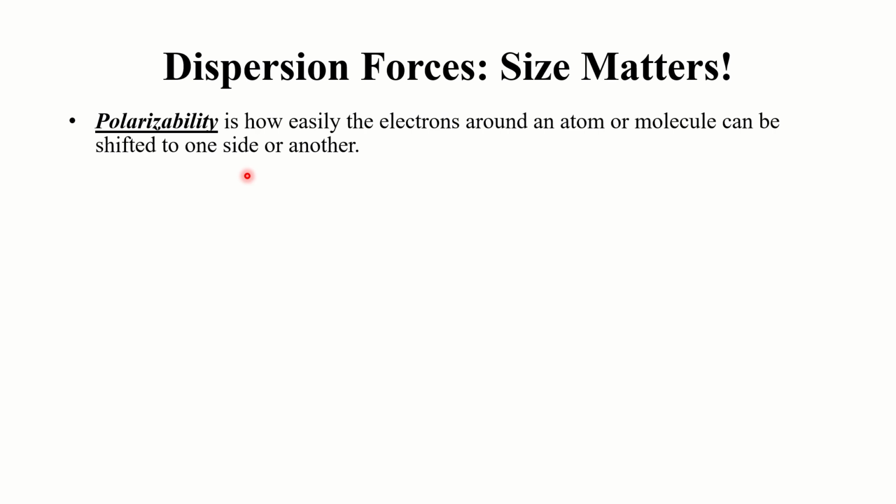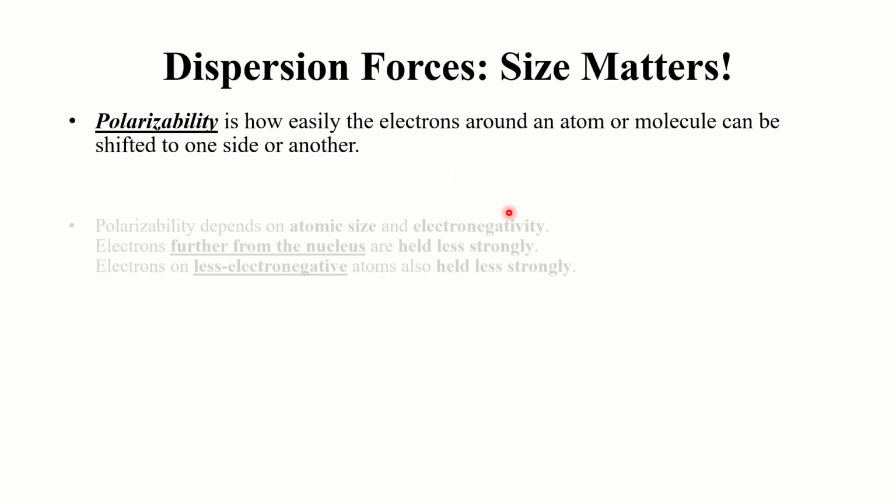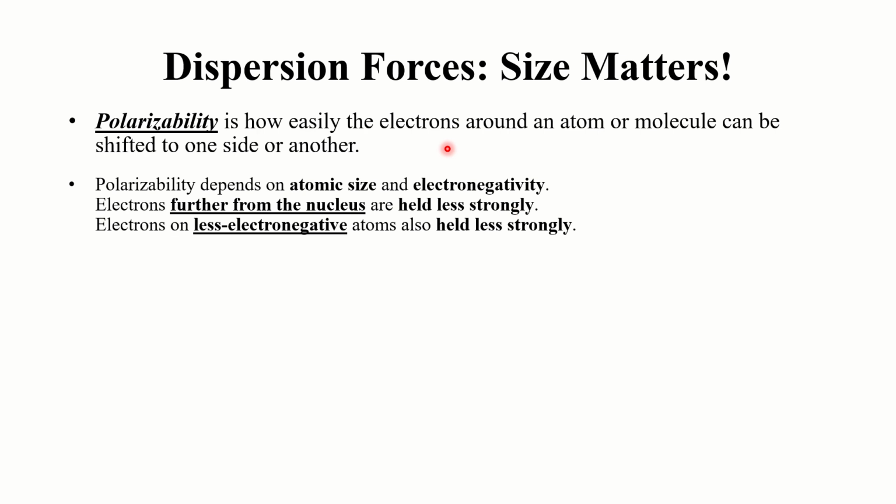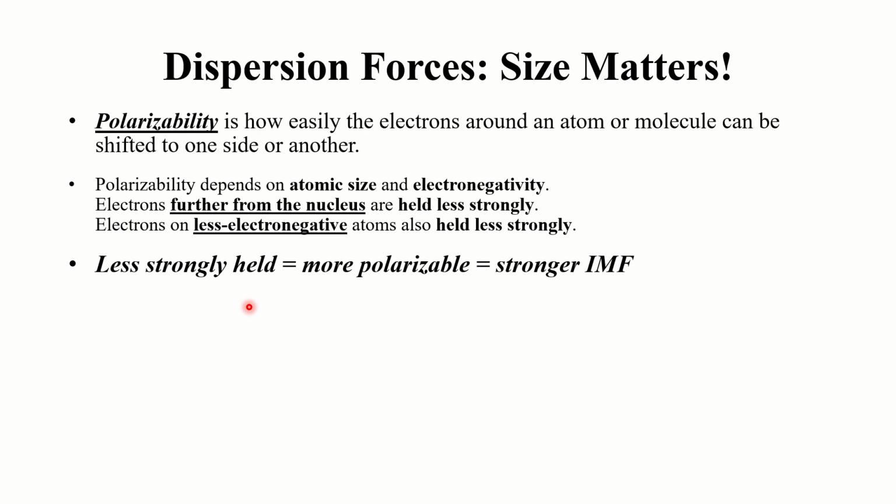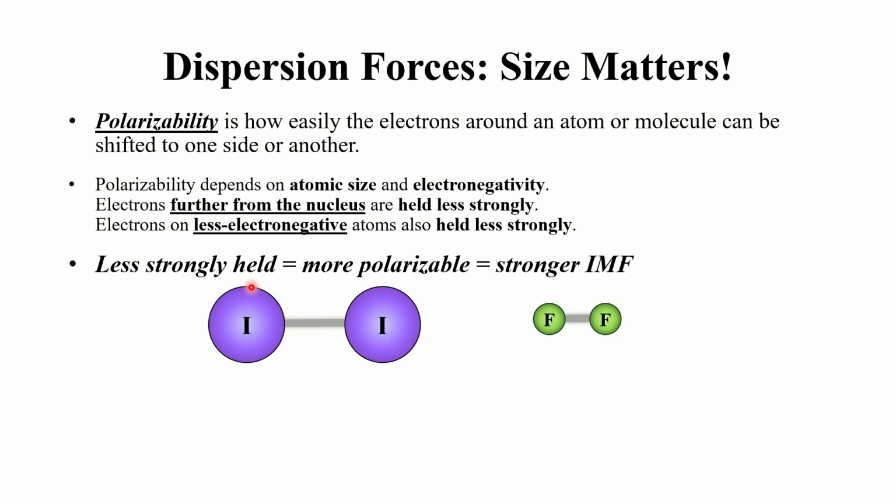So there's a key term to note here, and that is polarizability. Polarizability is how easily the electrons around an atom or molecule can be shifted to one side or another. Polarizability depends on atomic size and electronegativity. So electrons that are further from the nucleus are held less strongly, and electrons that are on less electronegative atoms are also held less strongly. So electrons that are less strongly held are considered to be more polarizable, which means the dispersion forces are stronger.